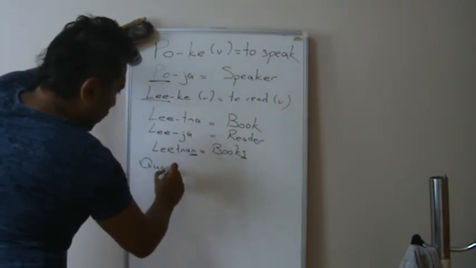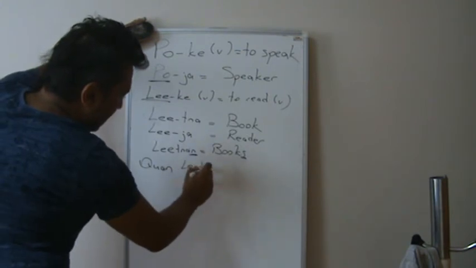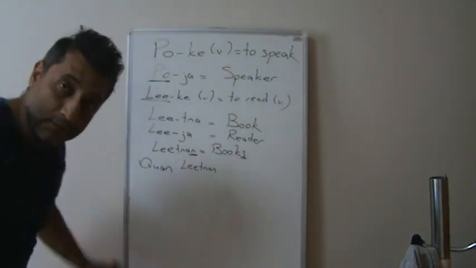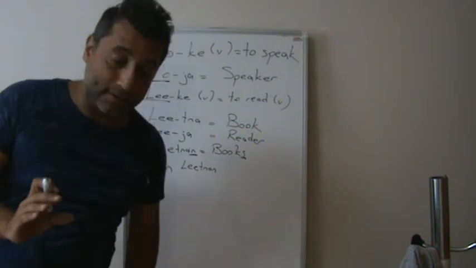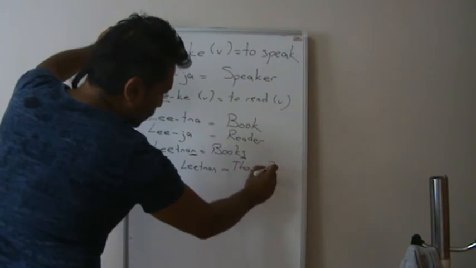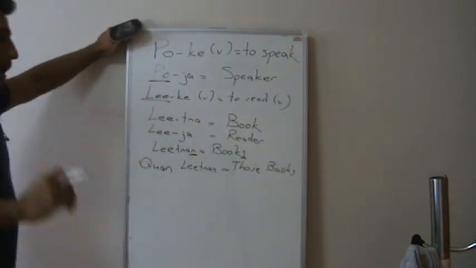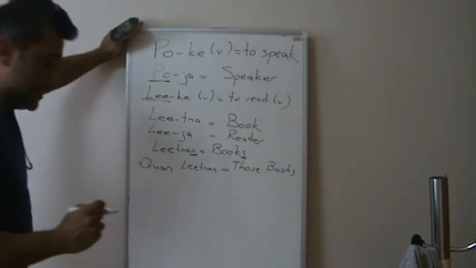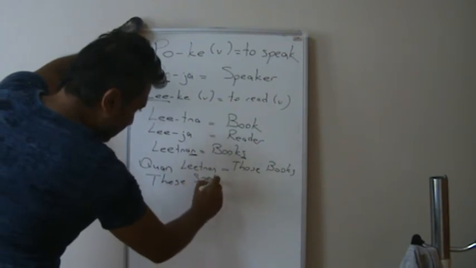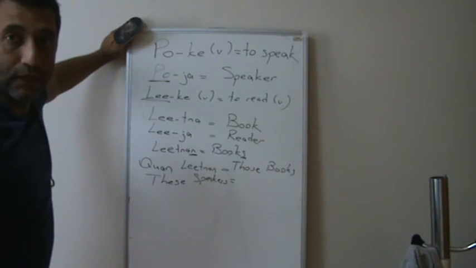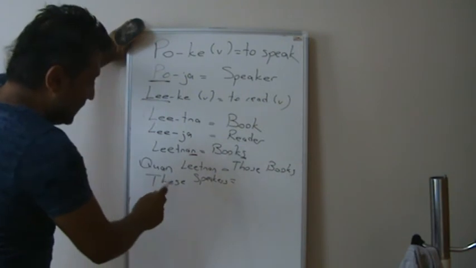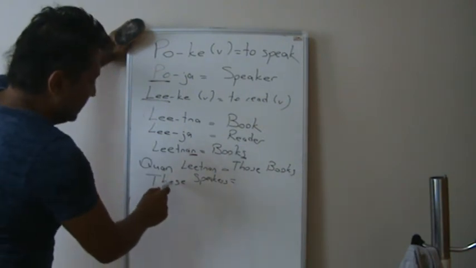Or we can say huan le'etnan. What does it mean? Make a guess, please. Huan le'etnan. It means those books. So, how can we say these speakers? How can we do that? Make a guess. Okay. So, we start with the demonstrative these.